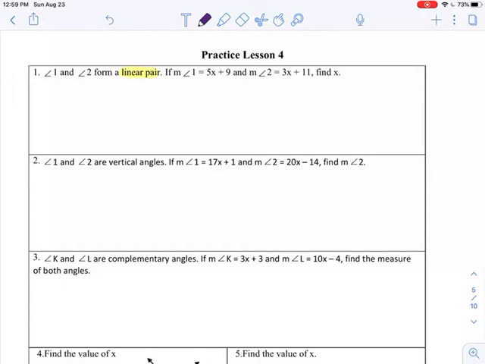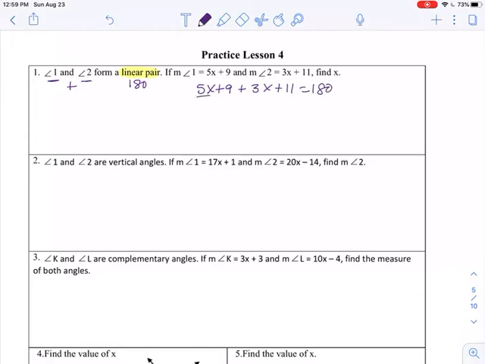So in the first one, I have a linear pair. Angle 1 and angle 2 form a linear pair. So you have to think in your head, what's a linear pair? Hopefully you have the number 180 in your head. A linear pair are two angles that add up to 180. So I'm going to take angle 1 and angle 2, add them up, and set them equal to 180. So 5x plus 9 plus 3x plus 11 equals 180.